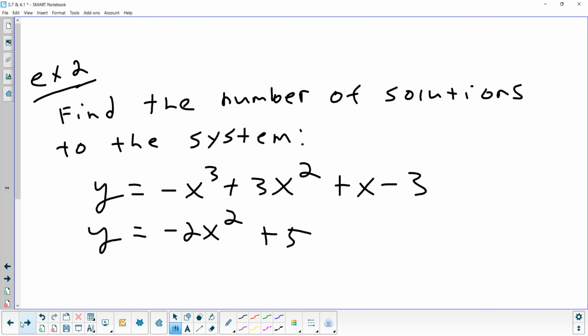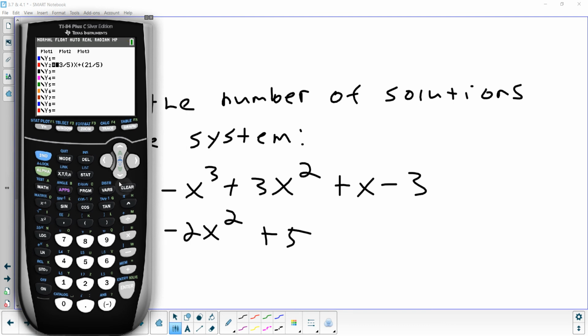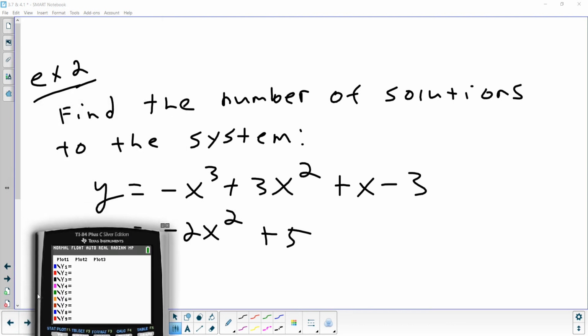This one, read the directions carefully. Is it asking you for the solutions? What is it asking for? Yeah? It's asking for the amount of solutions there are. The amount. So you don't have to find what they are, just say how many there are. They're both already solved for y, so all we have to do is type them in.